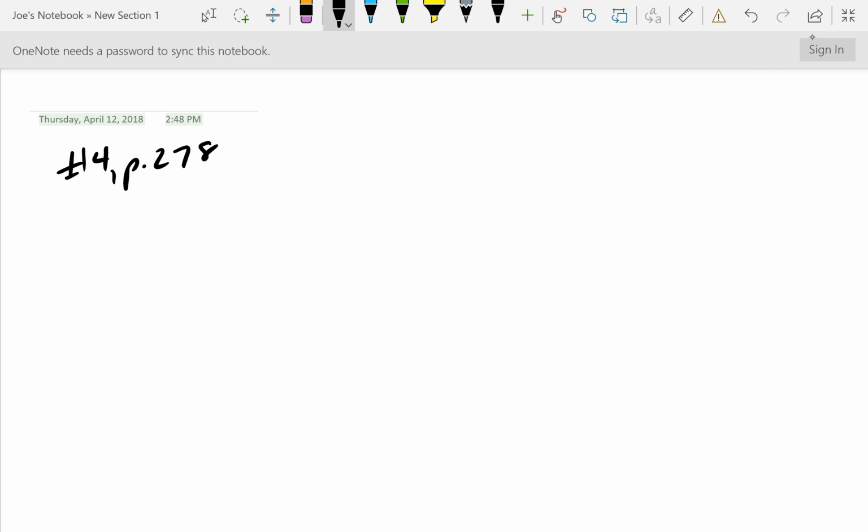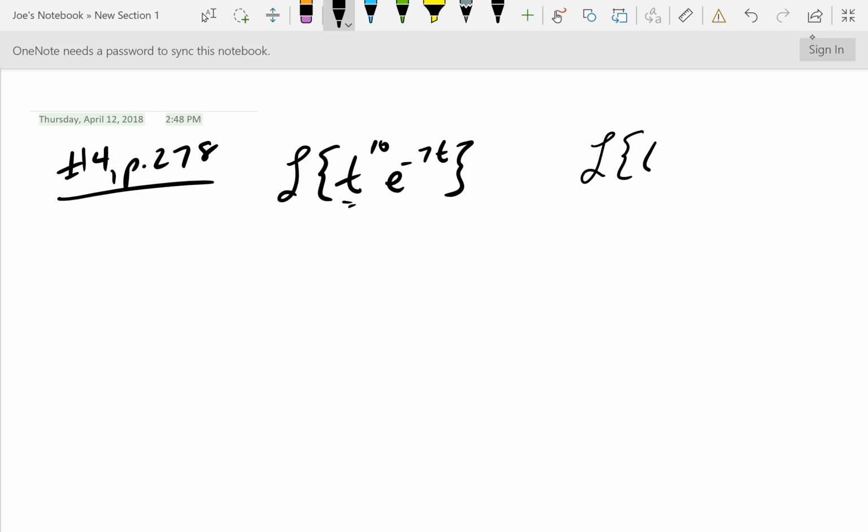This particular problem asks you to compute the Laplace transform of t to the 10th e to the negative 7t. So we know what the Laplace transform of t to the 10th is. According to our table, remember that the Laplace transform of t to the n is n factorial over s to the n plus 1. So in this case, our n would be 10, so we could easily compute that particular Laplace transform just by plugging in 10 for n. Now, we've got this e to the negative 7t piece in here.